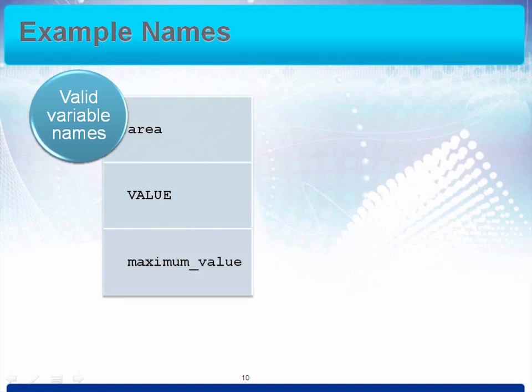Maximum_value is also a valid variable name. It consists of letters and underscores. MinimumValue, with a capital M and a capital V distinguishing the words, is also valid. The only thing you have to be careful of is every time you use it that you capitalize it in exactly the same way. But some people like to use the underscores to separate words. Some people like to use changing the case to separate words.